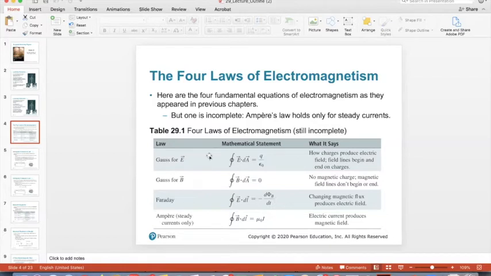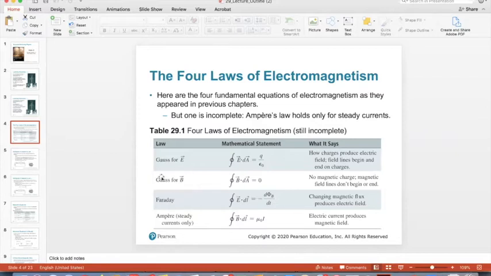Here's Gauss's law. This says that electric fields are caused by charges. This is equivalent to del dot E equals rho over epsilon naught. That's the differential form. And that says the source of electric fields are charges. Positive charges are sources. Negative charges are sinks. This says that electric field lines start at positives and end at negatives.